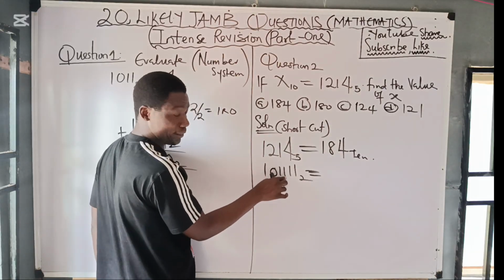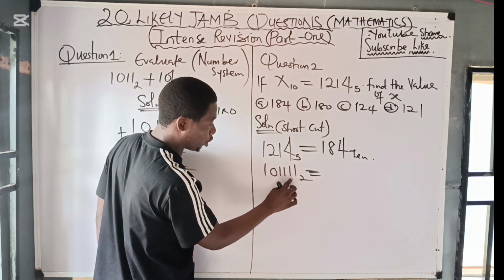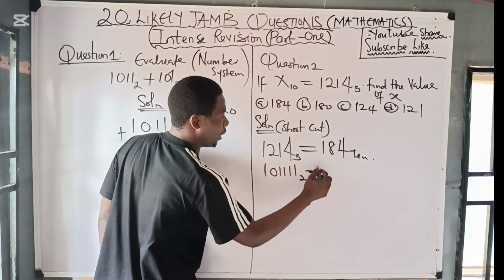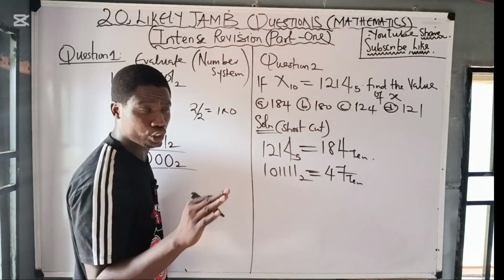10, plus this one, what do you have? 11. 11 times 2 is what? 22 plus 1, 23. 23 times 2 is what? 46 plus 1, 47 base what? Base 10. So you can always use a shortcut.